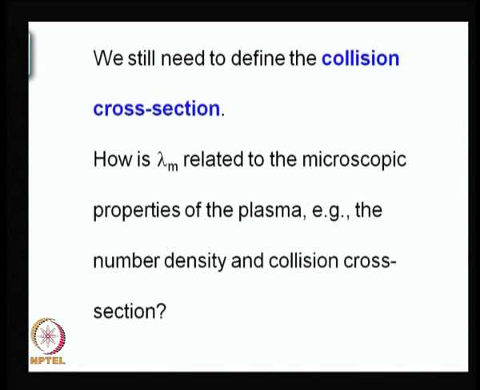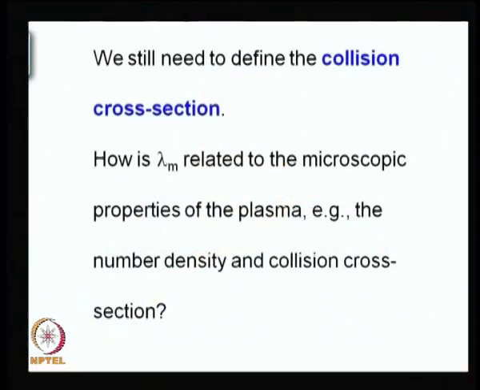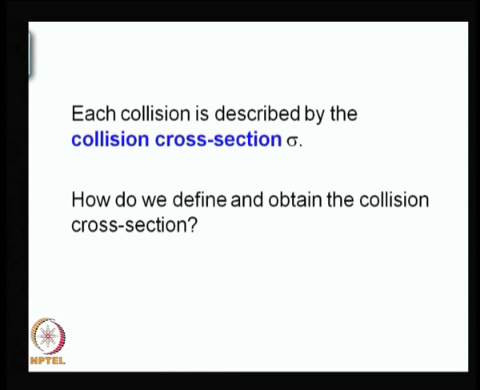These are the definitions. But we still need to know what the collision cross section is, and we still need to ask how is lambda m related to the microscopic properties of the plasma, because we need to apply these concepts to plasma physics. So, what are the properties of the plasma? The number density and the collision cross section are some of the properties, two of the properties to which we can relate the mean free path. So, we first define the collision cross section and then find the relation between lambda m and the plasma properties, the collision cross section and number density.